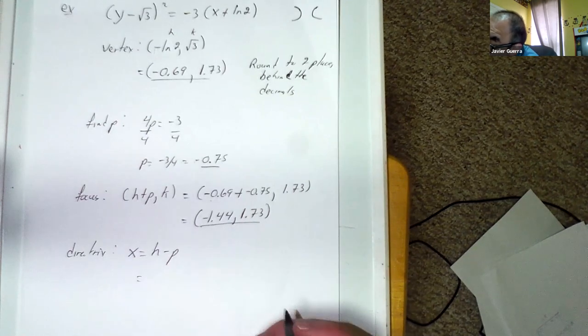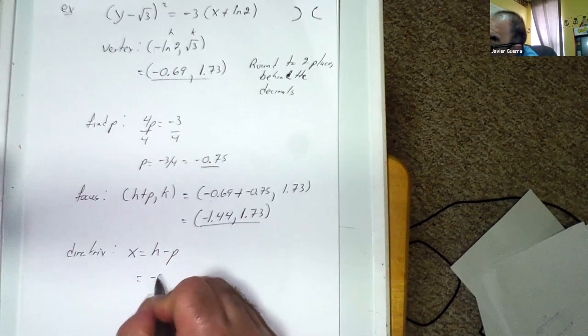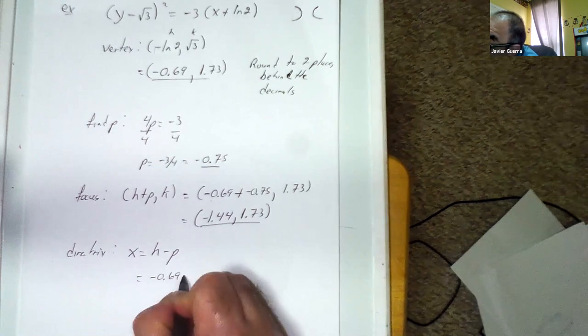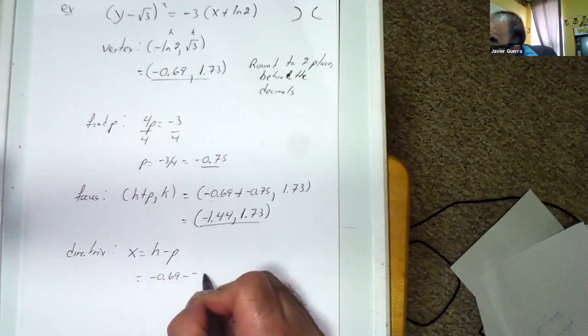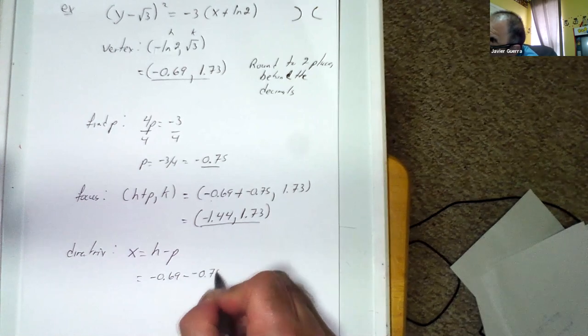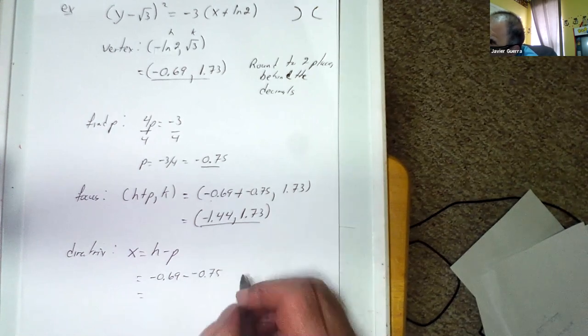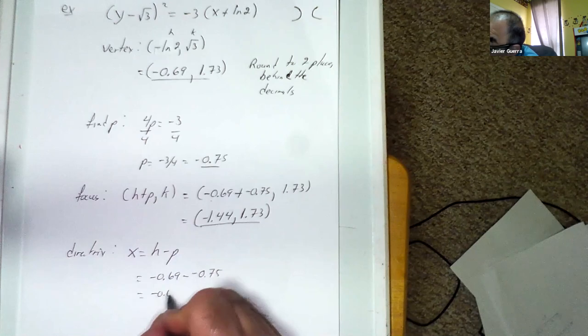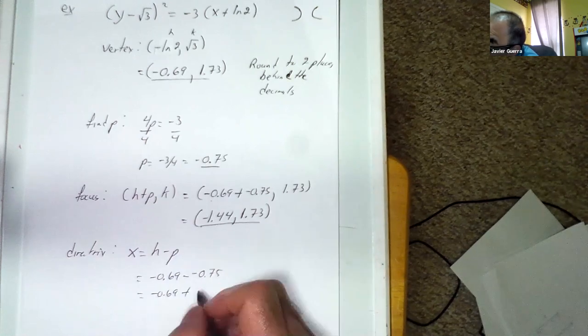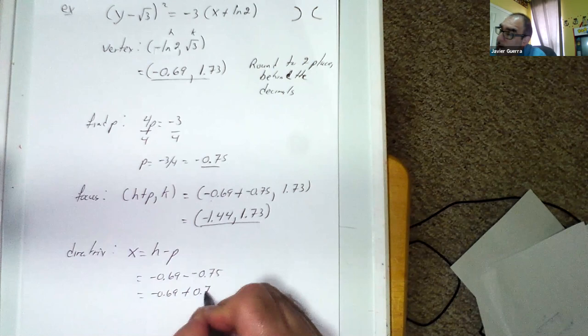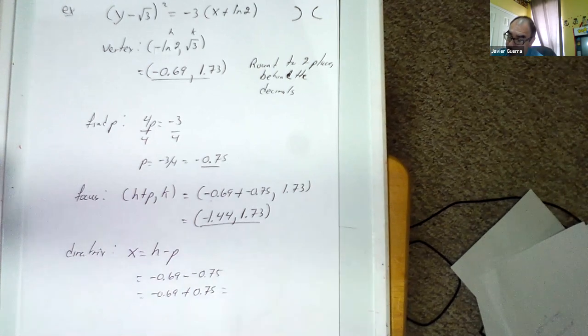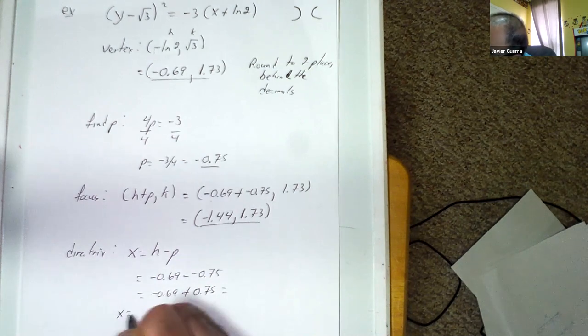H is negative 0.69 minus negative 0.75. So that becomes a plus, because two negatives make a positive. All right, so that should give me 0.06. Dang, that's too much. 0.06.